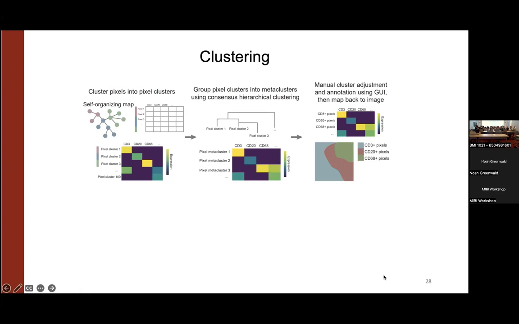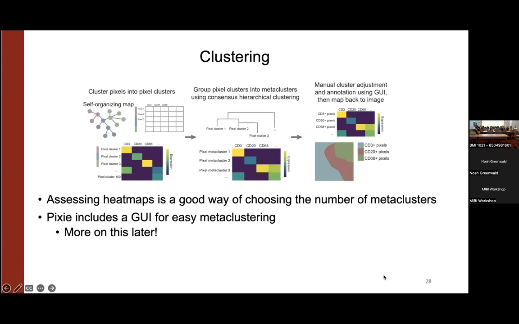And finally, we can manually adjust these meta clusters to make sure they're actually lining up with what we would expect to see. To do this, we have developed a graphical user interface, or GUI, that is part of our pipeline in ARC. And I'll be talking about that a lot more later.